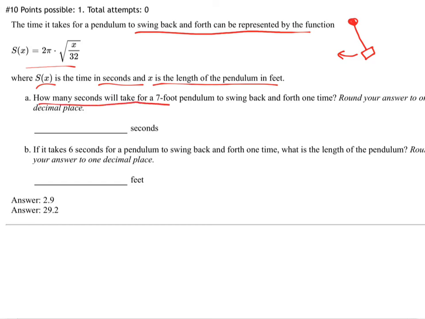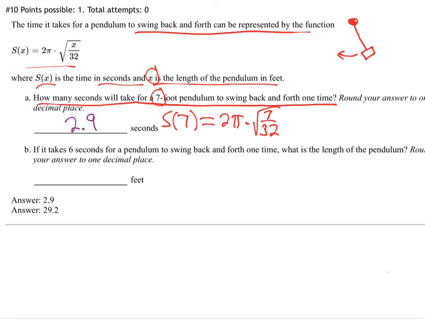How many seconds will it take for a 7-foot pendulum to swing back and forth one time? Well, x is the length of the pendulum, so they're saying x is 7. So just take that function, plug in 7. So it's 2 pi times the square root of 7 over 32. You got to put that into your calculator. You're going to have to use the pi button on your calculator. You should get the answer they have down there, 2.9 seconds. So type that in, see if you can get 2.9 seconds.